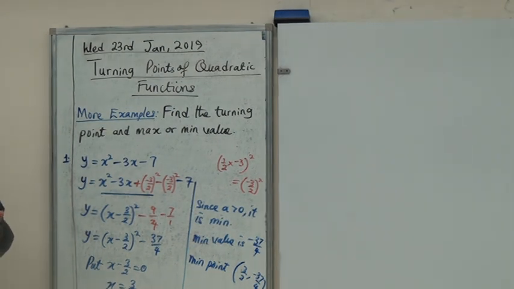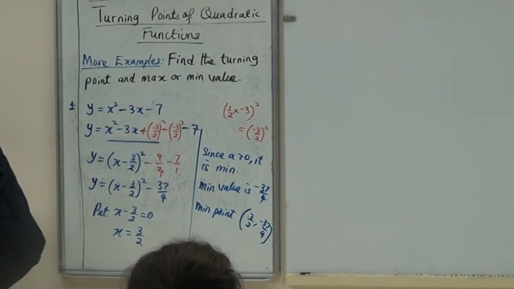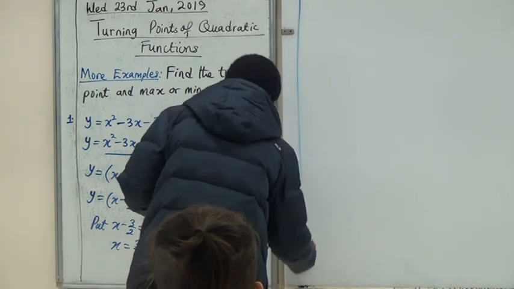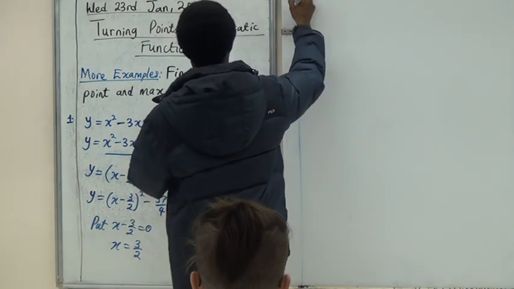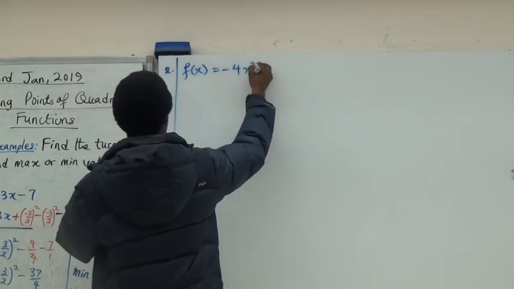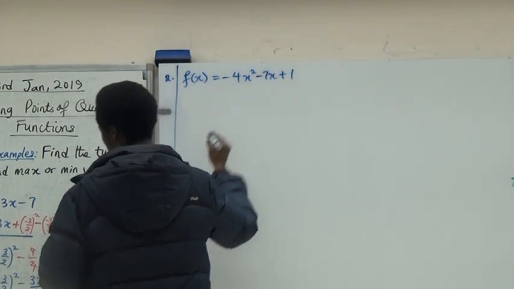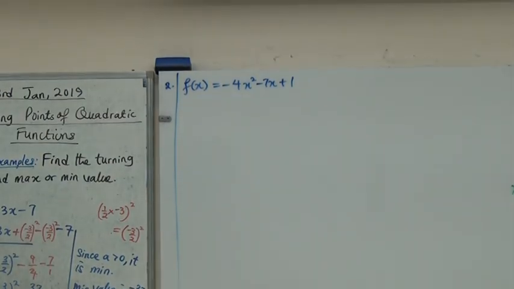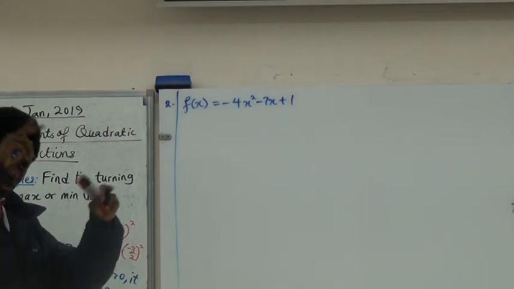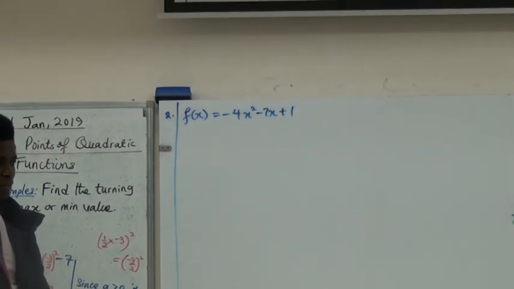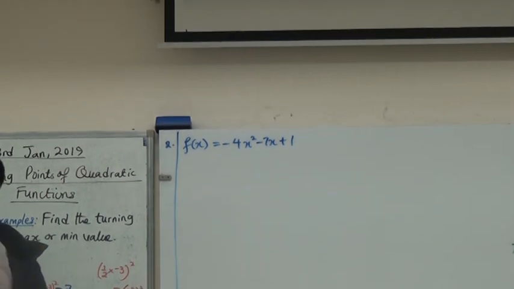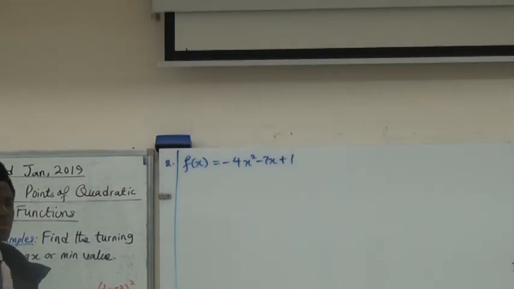I want us to do one that looks a bit complicated, and that's the end. Then I give you something to try on your own in class. Number 2: f of x equals negative 4x squared minus 7x plus 1. This is just the same trick that we have done before. The major thing is to express it as a bracket squared. What is the first thing we do? Divide by negative 4. I want to hear from others.